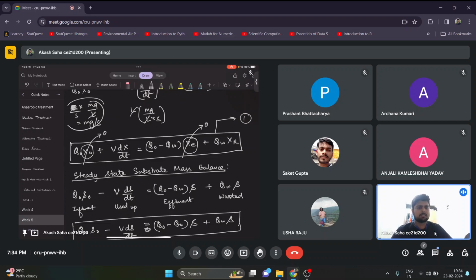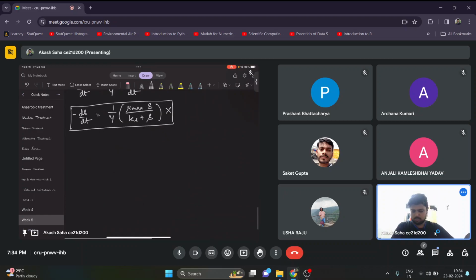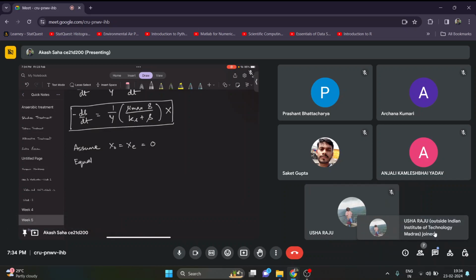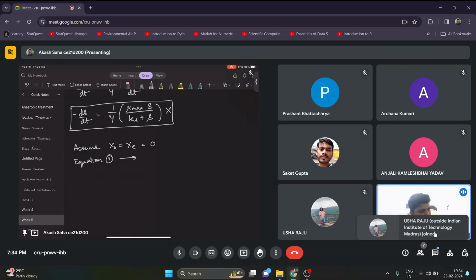Okay, so whatever biomass or microorganisms are entering my system come through the recycling, that is XR. So how will my equation change? Here both these terms will become 0. So we will assume X naught is equal to Xe is equal to 0. So this is our assumption. So what will happen to equation 1? My equation 1 will become V dx by dt is equal to Qw XR, because the other two terms are becoming 0.